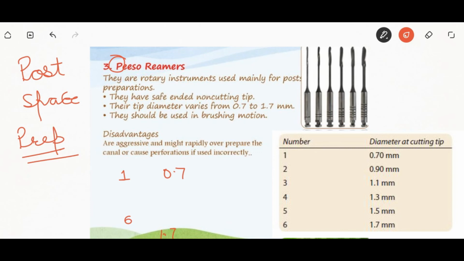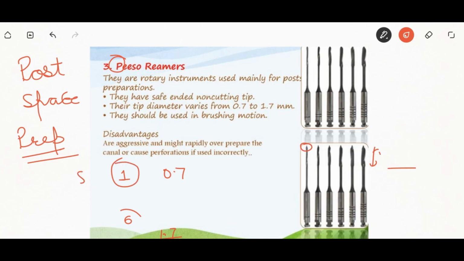Remember, both the Gates Glidden drill and the Peeso reamer are inflexible, so they should be used at a slow speed.